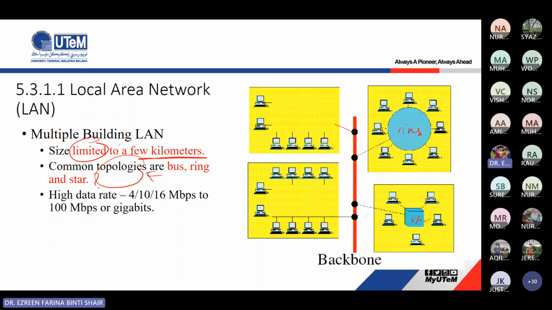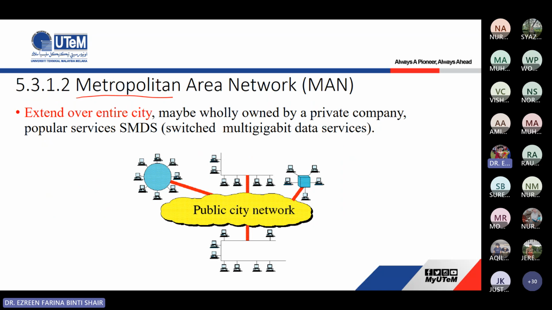The next one we have is the metropolitan area network, which is the MAN. When we talk about metropolitan, you should expect that it will extend over an entire city, meaning that it covers a larger area compared to the local area network. This metropolitan area network is usually owned by private companies. In the city we may have a metropolitan area network to connect different locations.